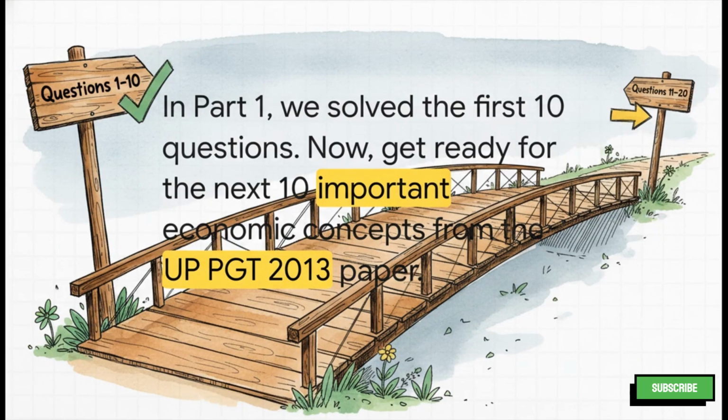In the last part, we covered the first 10 questions. Now, in this explainer, we're going to solve questions 11 through 20. These questions really touch on some very important fundamental concepts in economics, so let's dive right in.